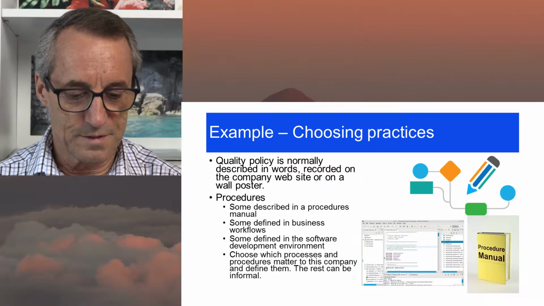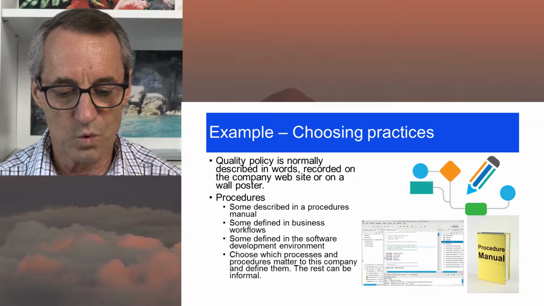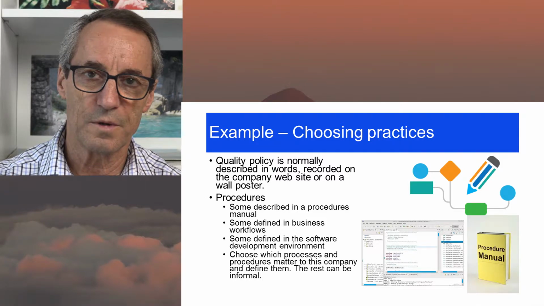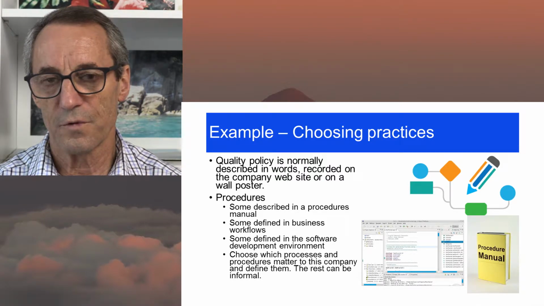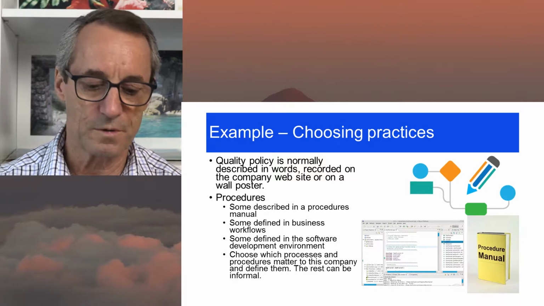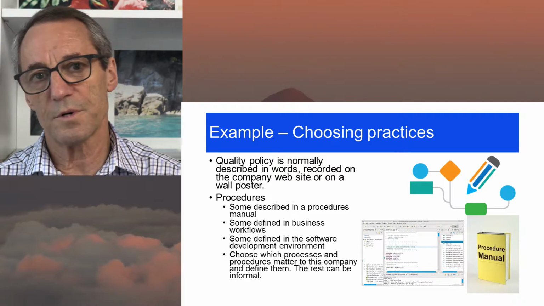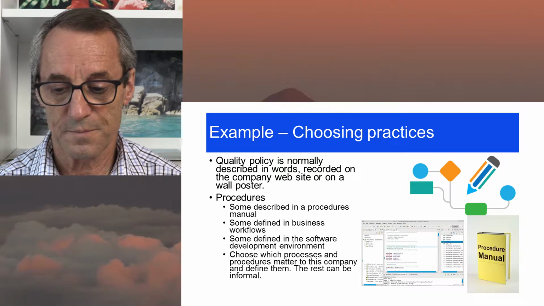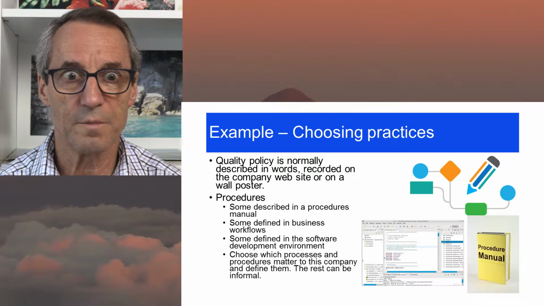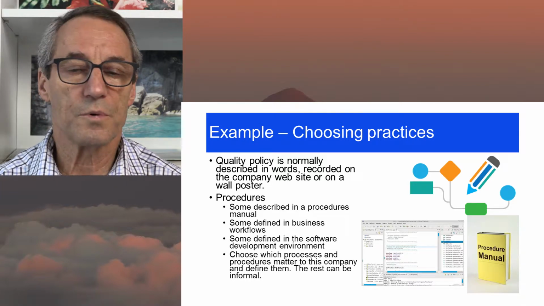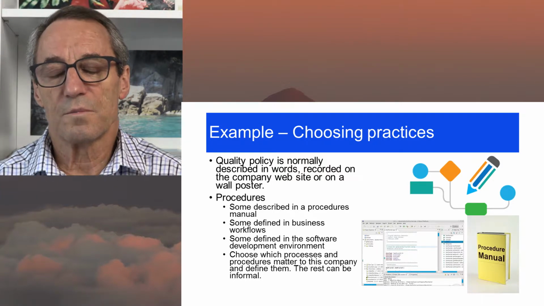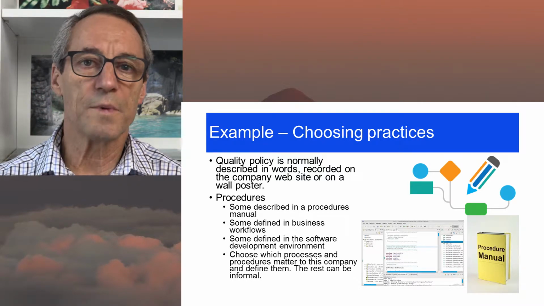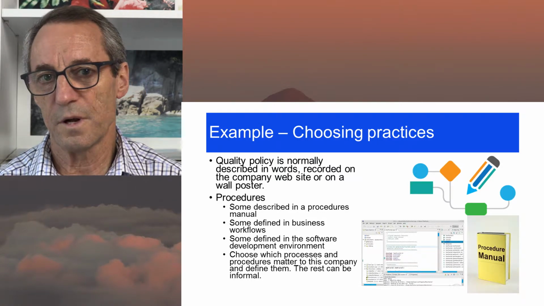Now, choosing our practices. The quality policy normally is described in words recorded on a company website or on a wall poster. So we're talking about the quality management process for this particular company. The quality policy is described in words, stuck on a poster and put on the wall, or it's on the website, or sitting around in the manual somewhere. In the small to medium enterprise, it probably is not a big deal, and people aren't going to make a big fuss about it, but it should be written down somewhere so that it remains consistent through everybody's interpretation.